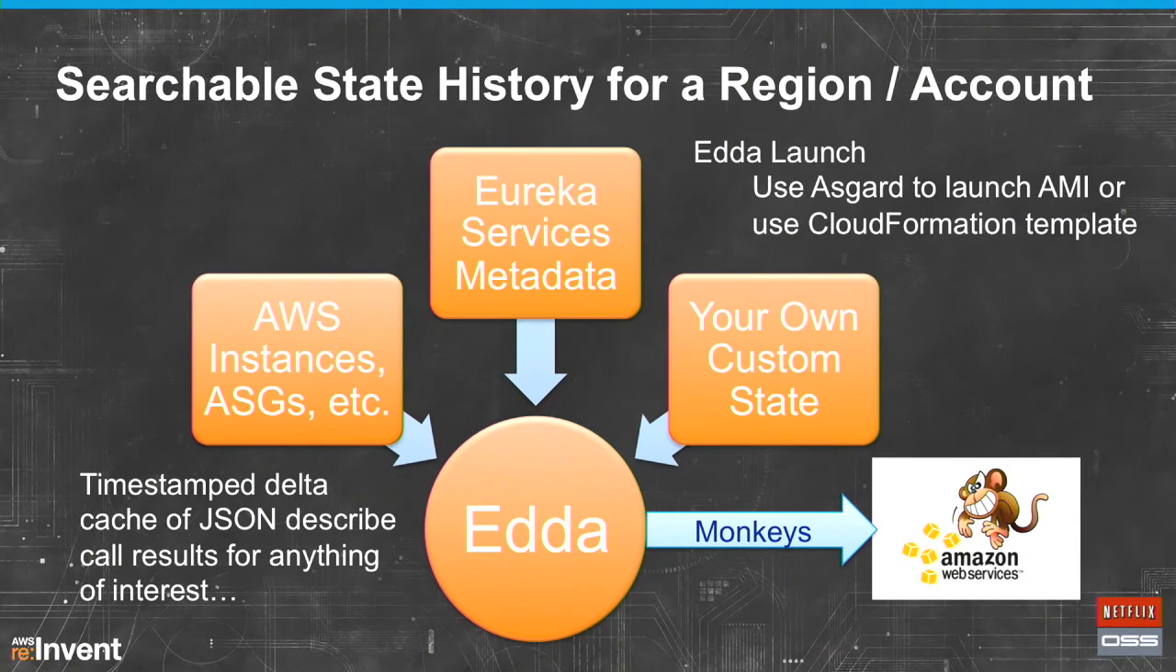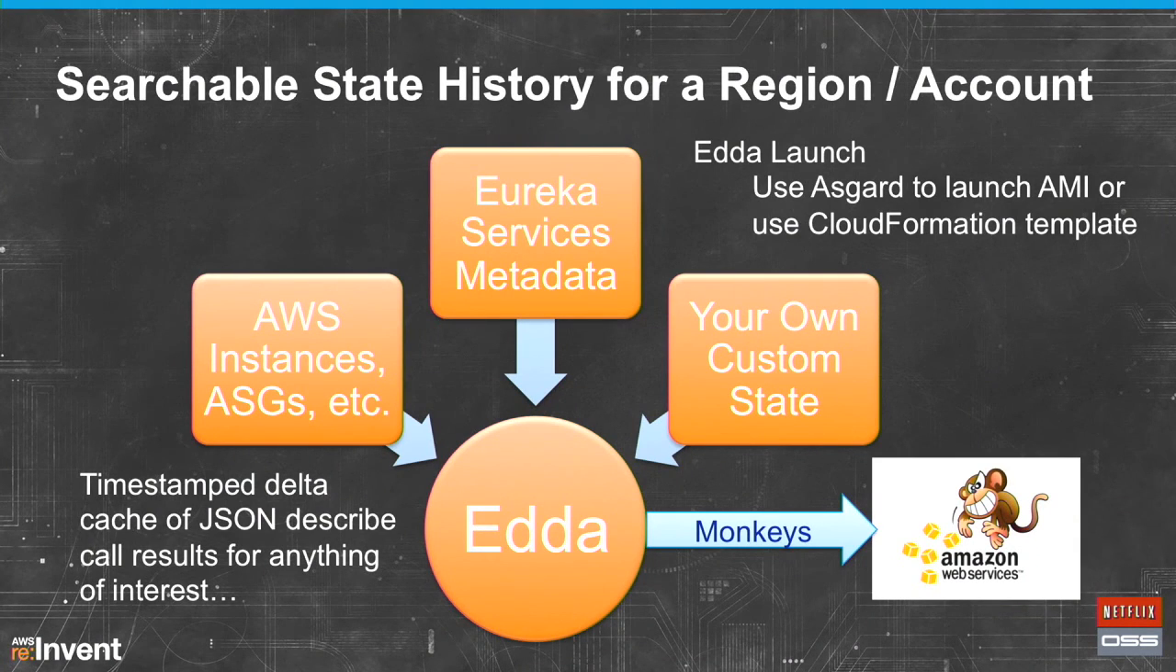So Edda is a service that basically, think of it as a timestamped delta store. It does describe calls against all of those Amazon things that you have: instances, ELBs, autoscaling groups, all of those things. It just runs describe over and over again. And then it looks to see whether the previous describe return was the same or different. And if it's different, it stores the new one with a timestamp and keeps the old one. So now I've got a complete history of the state of my cloud.